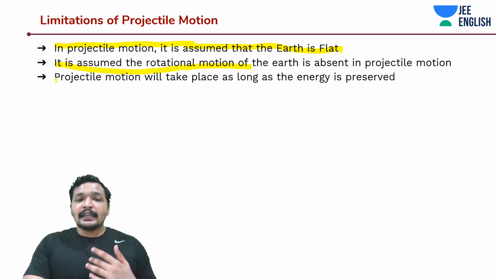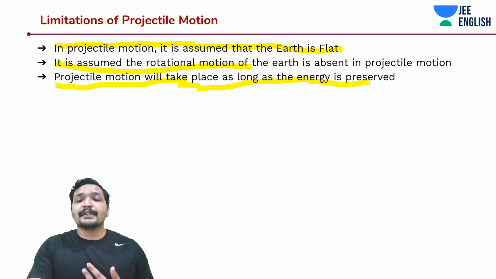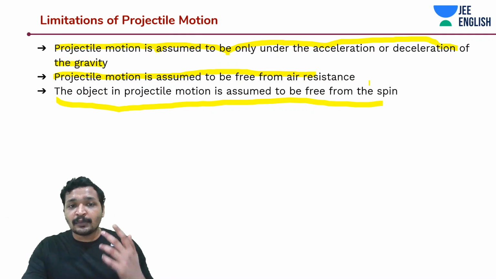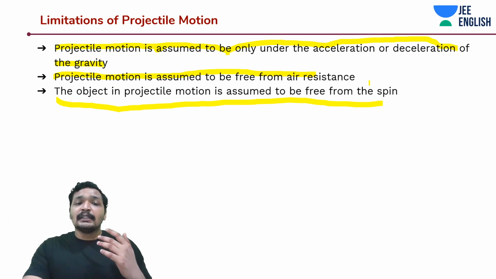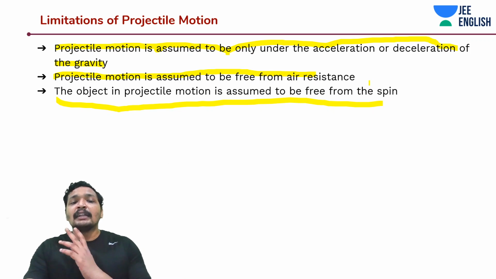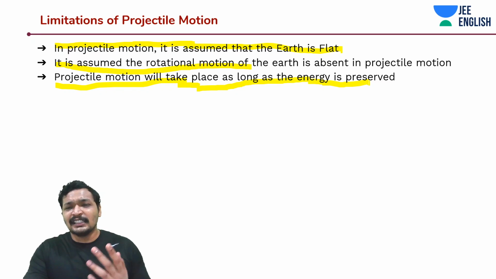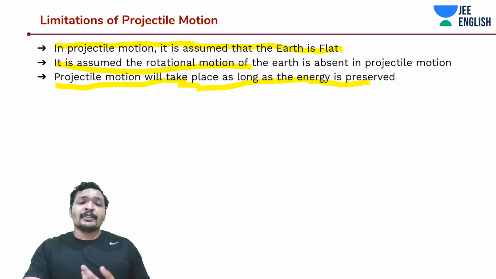It also assumes that while you are calculating projectile motion, there is no energy loss and the energy is preserved. So you assume the following things while doing projectile motion, which are basically the limitations of projectile motion theory. One, the object in projectile motion is only influenced by gravity. There is no other external force on it. You assume that there is no air viscosity drag, and the object is assumed to be free of spin. You assume the earth is flat and not rotating, but these are negligible effects. And you also assume that the energy is preserved.